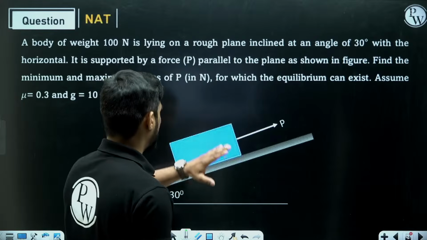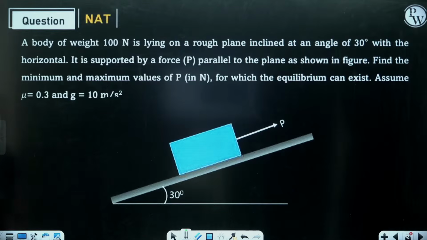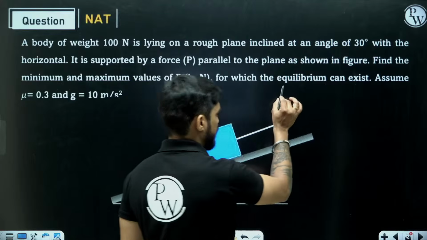Now let's move on to this question. A body of weight 100 Newton is lying on a rough plane inclined at an angle 30 degree with horizontal. It is supported by a force parallel to the plane as shown in figure. Find the minimum and maximum values of P for which equilibrium can exist.